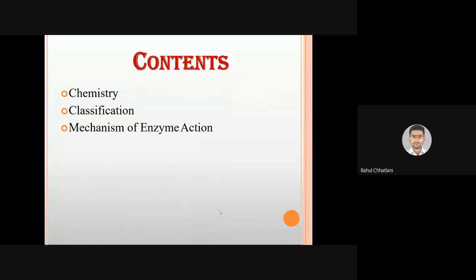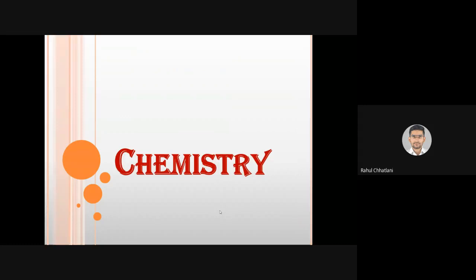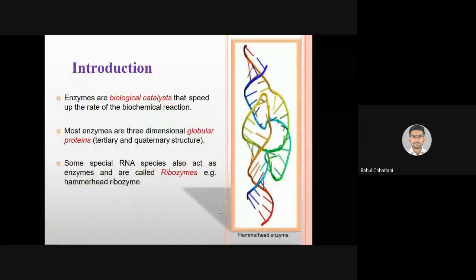So first, going for chemistry. Enzymes are biological catalysts that speed up the rate of biological reactions. So what is the function of an enzyme? If you see from substrate to product, say for example, A plus B equals C, that reaction takes place in 5 minutes. To speed up this reaction, whatever is required is termed an enzyme.